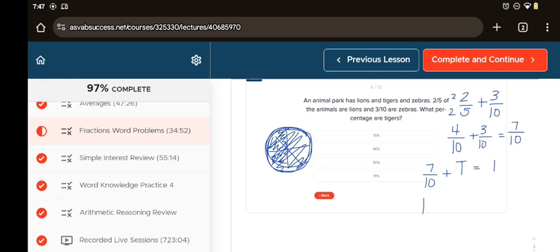Well, to solve this, we do 1 minus 7 over 10 will give me tigers. We have to give them the same denominators. This is 1 over 1. So I'm going to multiply this by 10, top and bottom. This becomes 10 over 10 minus 7 over 10. And 10 minus 7 gives me 3. So this is the number of tigers.